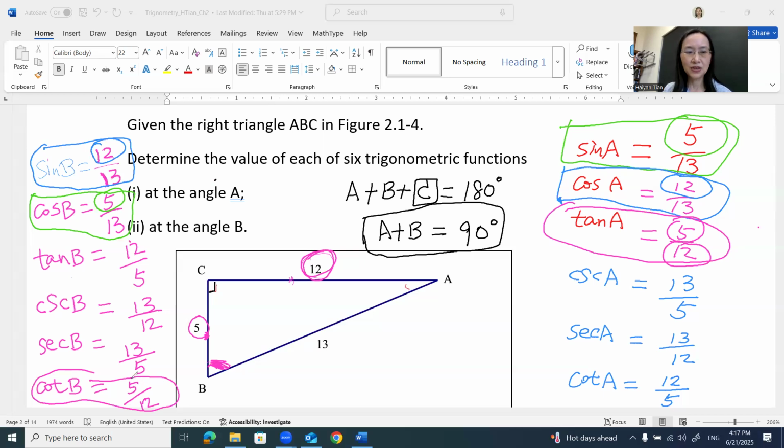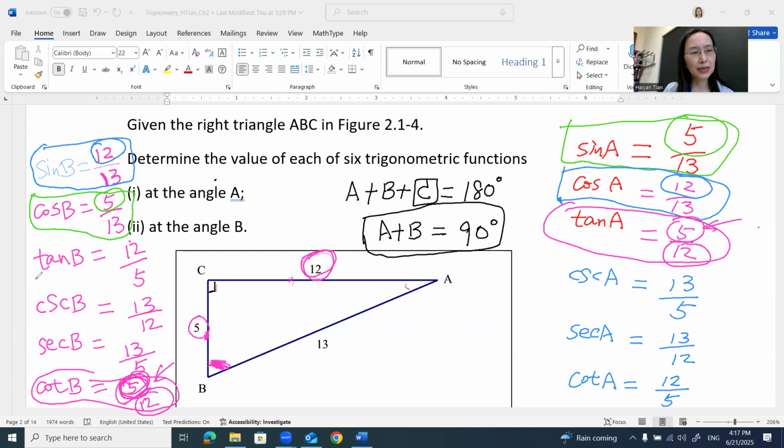And cotangent B is the side which is adjacent to B over the side opposite the angle B. Well, of course, the side adjacent to B is equal to the side opposite to A. So that is some observation.